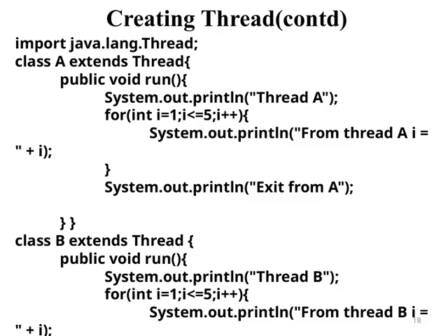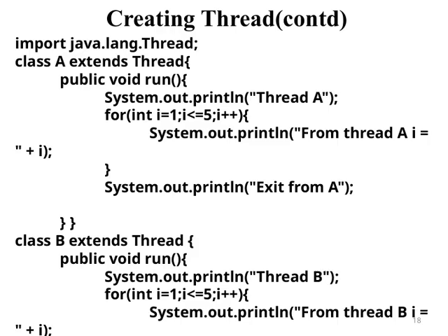Here, we have two classes, A and B, both extending Thread. In each class, we override the run method, which is the entry point for the thread execution. Inside the run method, we start by printing a message indicating the start of the thread, like thread A or thread B. Then, we have a simple loop that runs 5 times, printing out the current value of i along with a message indicating which thread it's from. Finally, each thread prints an exit message, signaling that it has finished executing.